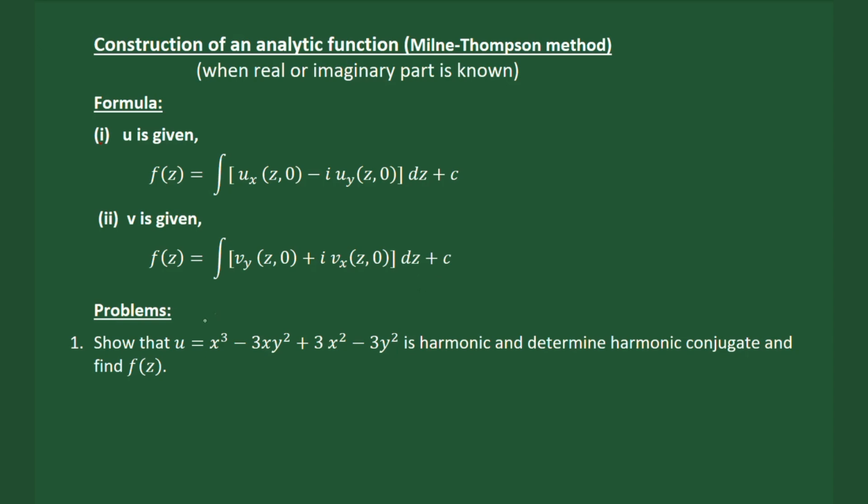So let us move on to the problem. The first problem is: show that u is harmonic, determine the harmonic conjugate, and find f of z. First we have to prove it is harmonic. After proving it is harmonic, we have to find the harmonic conjugate, and then find the analytic function f of z using this Milne-Thompson method. Now let us start with the problem.